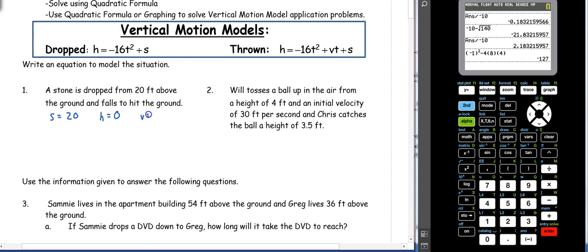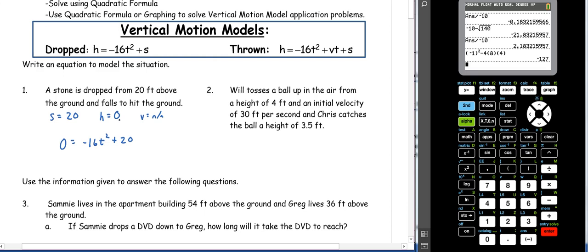And in this case, the velocity, we don't have one because it's just being dropped. So we're going to use our drop equation, which is h equals negative 16t squared plus s, and we're going to substitute the h and the s values in. So we're going to have 0 equals negative 16t squared plus 20.